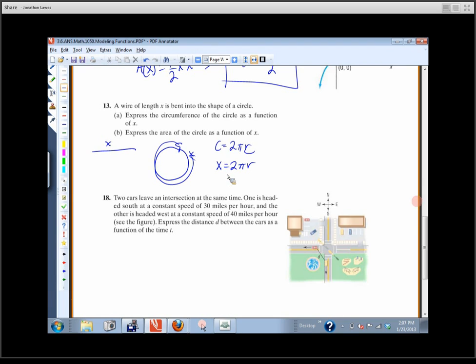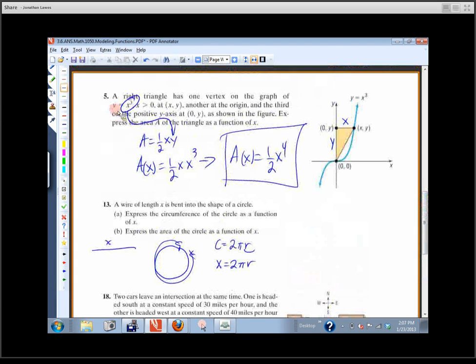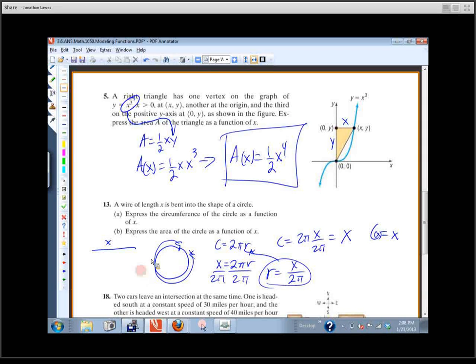This is only slightly more complicated than the previous one because on this one it had exactly what we needed to plug in there. This, it doesn't. We're going to take this and we're going to divide both sides by 2 pi. So I get r equals x over 2 pi. Now, if I take this and I plug it in here, then I get c equals 2 pi x over 2 pi. So what's the circumference? Whoa, that's weird. The circumference of x is x. Couldn't we have figured that out right here? Sure we could have. Okay?